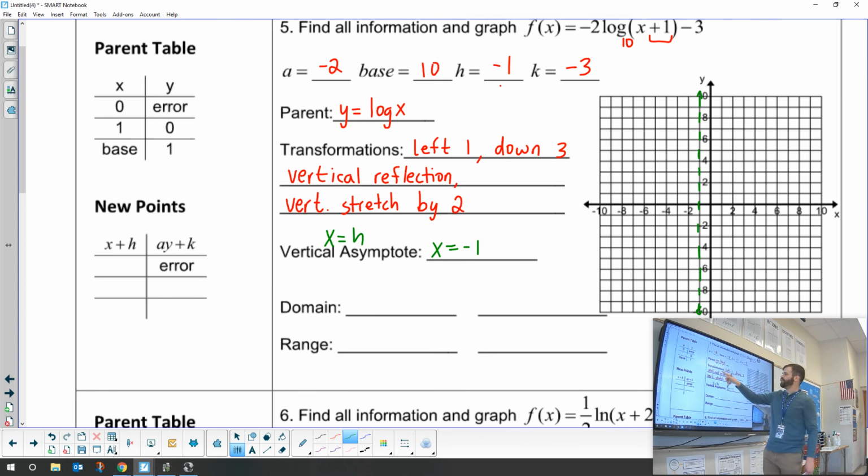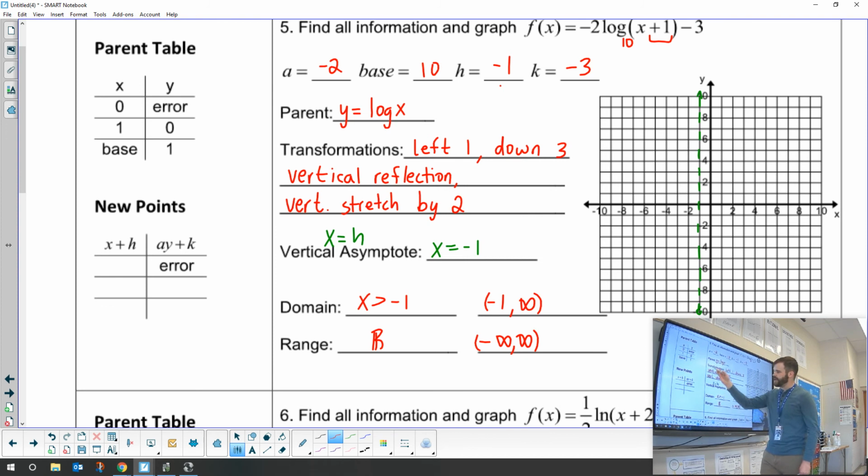That negative, that vertical reflection, might make it look a little different. Okay, so our domain still is going to be the same. It's going to be x is greater than our vertical asymptote, so x is going to be greater than, sorry, not 0, -1. X is greater than -1, or we can go -1 to infinity. And my range is going to be all real numbers, -infinity to +infinity.